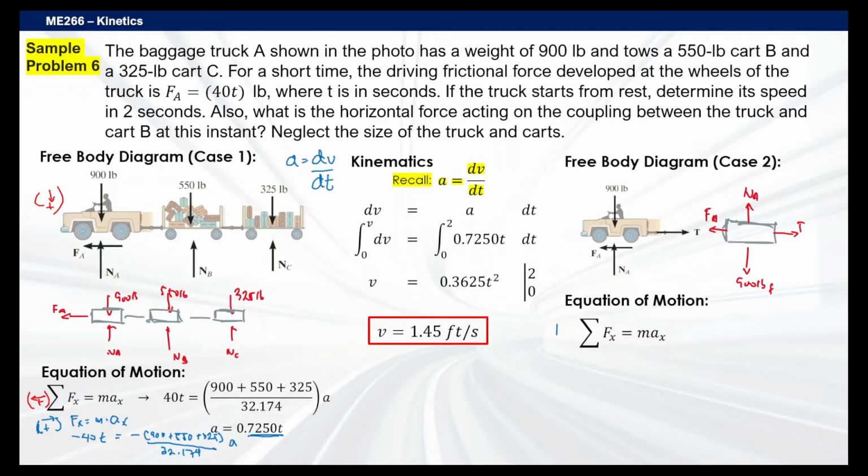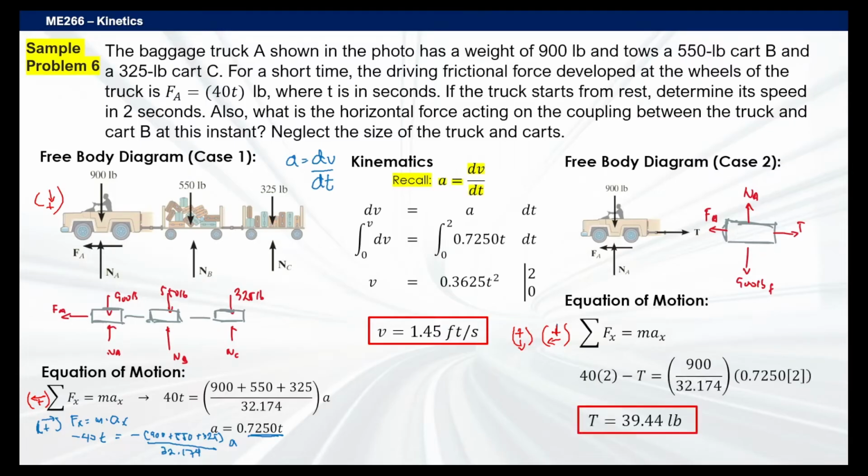Let me just change the ink color to red again. So yeah, there we go. It's positive going to the left, and then positive going down, which is weird. Okay, so if you spread that out, the equation would look something like this. And then you will arrive with the answer of T equals 39.44 pound force.